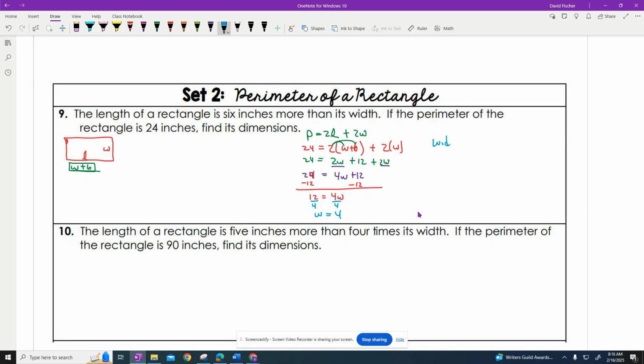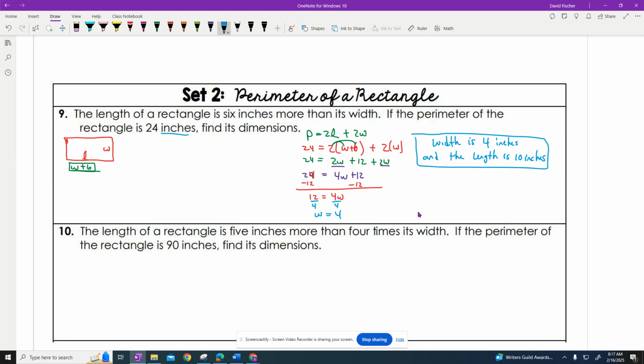The width is 4. All word problems need units. So let's see. We're measuring in inches. So you can put inches. And the length is, now I want to put that 4 over here to find the length. W plus 6, so now it's a 4 there. 4 plus 6 is 10. And there's my answer.